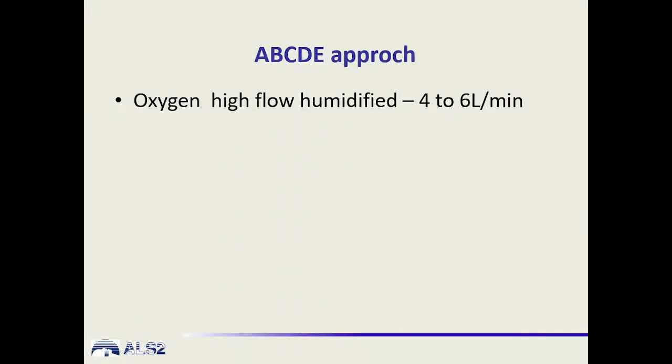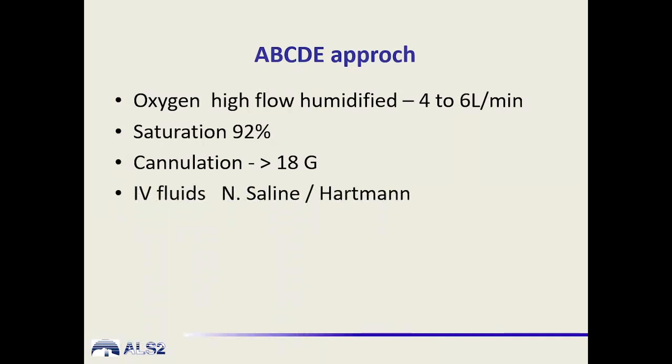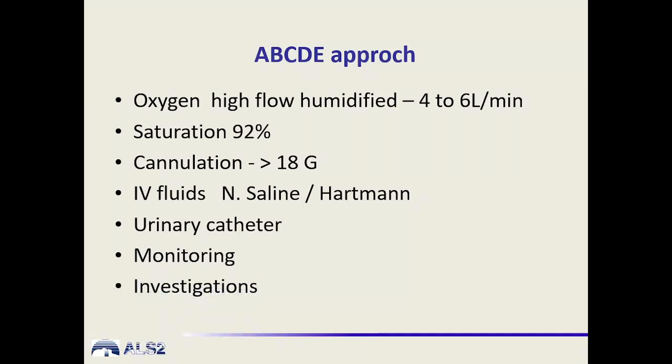Okay, we are going to go on ABCD approach. Okay, so we are going to give high flow humidified oxygen 4 to 6 liters. Why? Because he is conscious, but his saturation has now been checked. We checked and it's 92. We have put a cannula and we are giving saline. We have put the catheter because he has not passed urine for 24 hours. We have started monitoring. We have taken the investigations because we want to know the SOFA score, right?